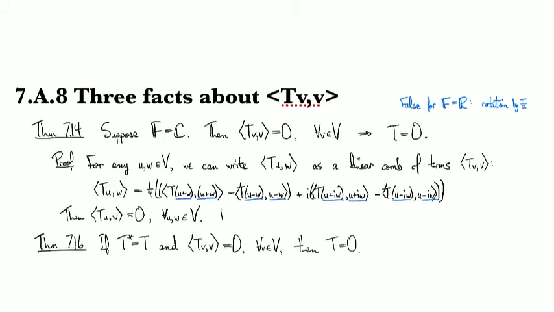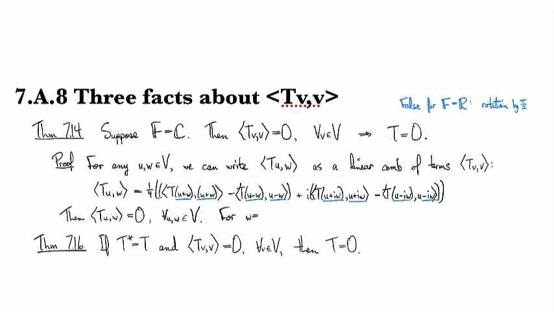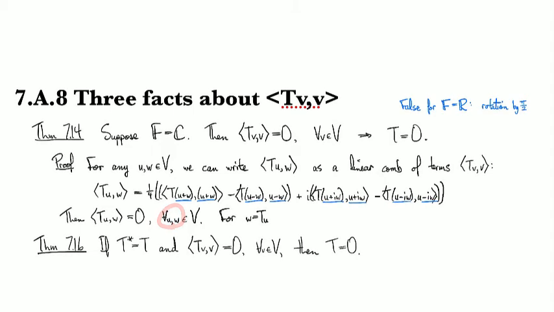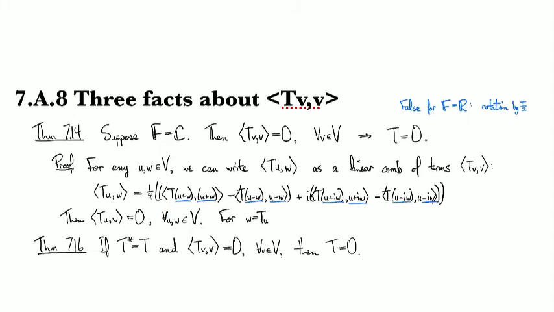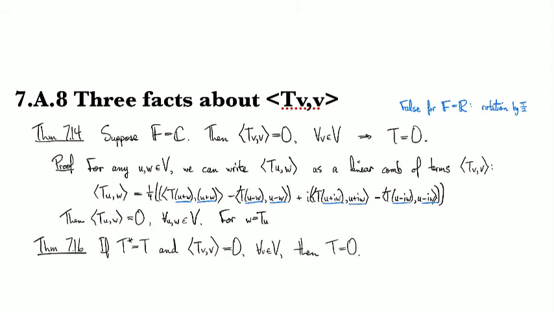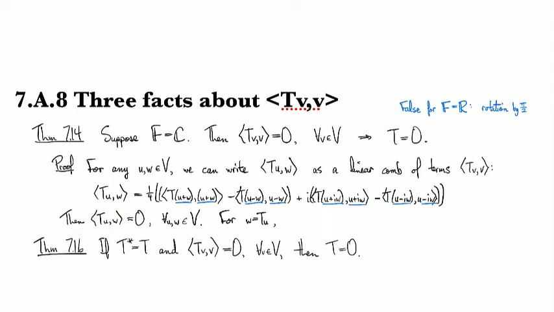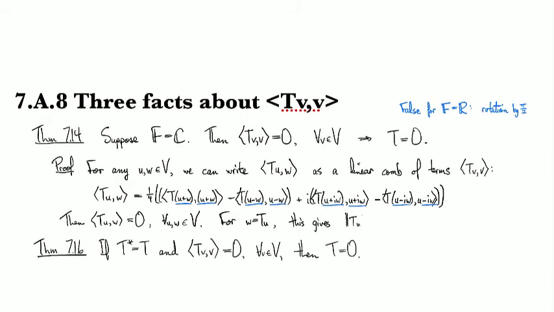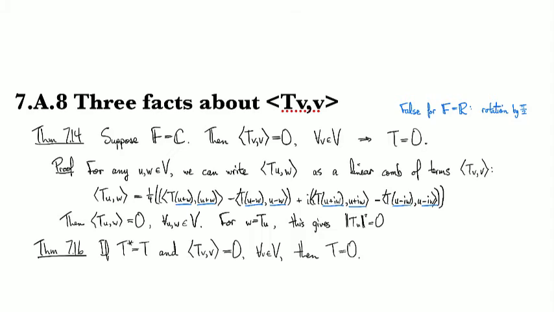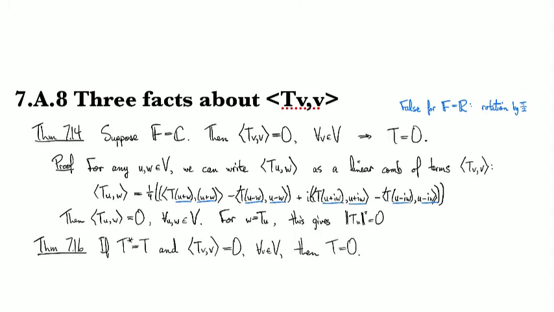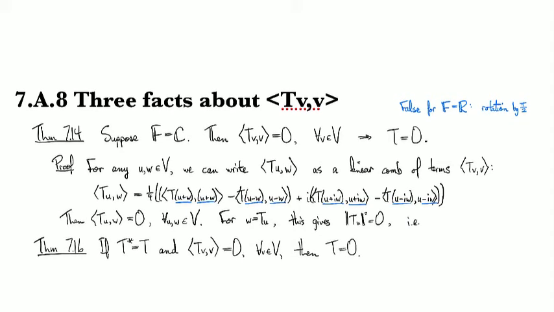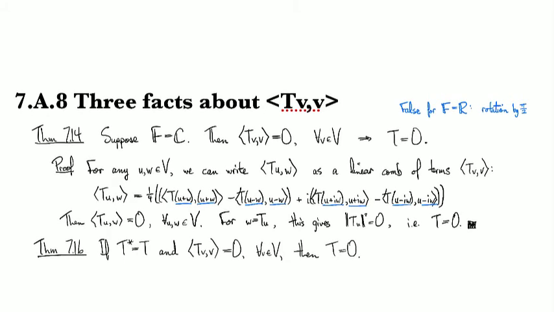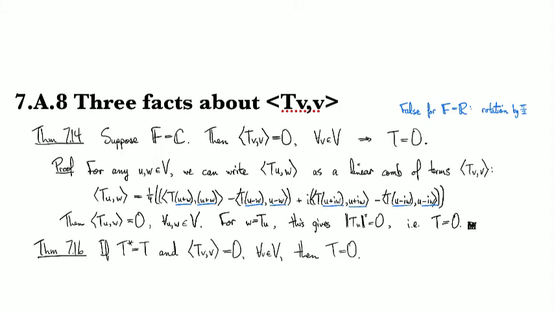And so in particular, if we take W to be TU in this expression, because we've got the freedom to choose U and W to be whatever we want, then this expression right here becomes norm squared TU. So then TU is the zero vector for every U. In other words, T is the zero map. Okay. So that's our first result.